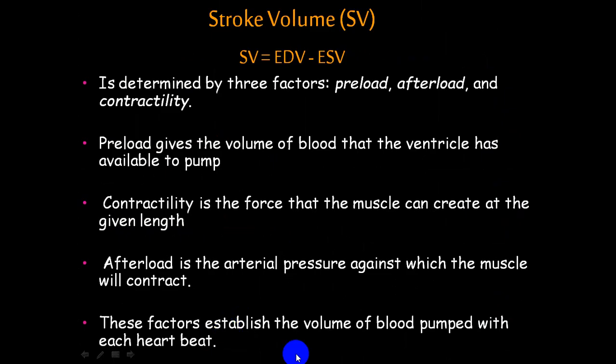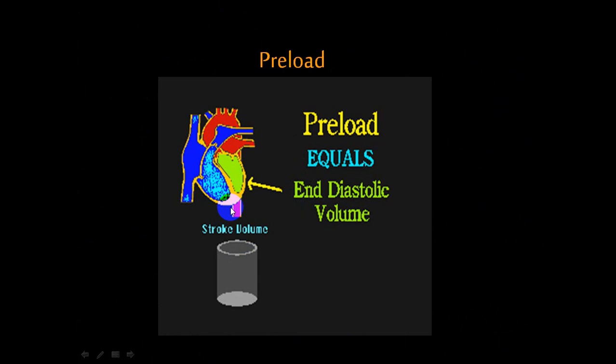So stroke volume, as we said, is the end-diastolic volume minus end-systolic volume. It is determined by three factors: preload, afterload, and contractility. Preload is the volume of blood that the ventricle has available to pump, the venous return. Contractility is the force that muscle can create at a given length of the muscle. Afterload is the arterial pressure, blood pressure or resistance, against which the muscle contracts. These factors establish the volume pumped with each cardiac beat, what is called stroke volume. So the preload equals the end-diastolic volume at the end of diastole after rapid and slow filling.